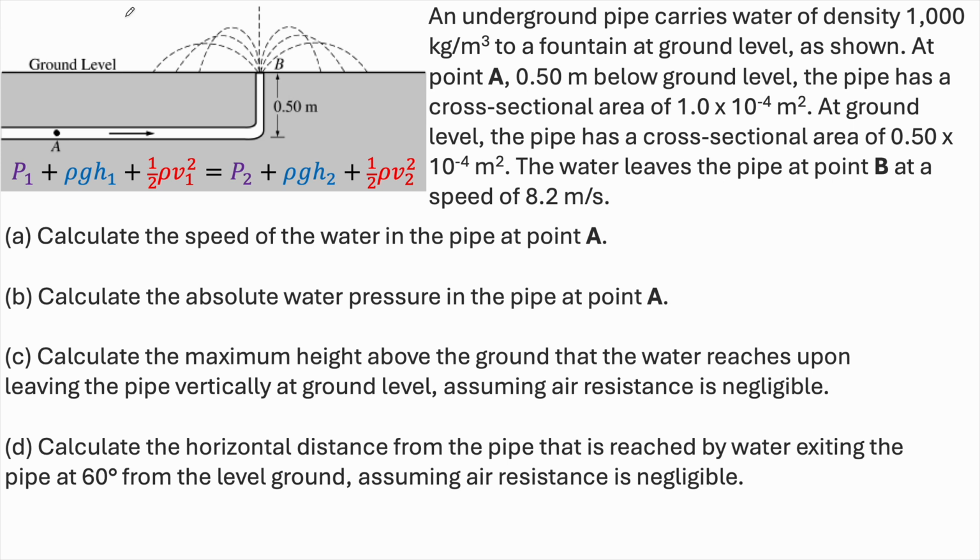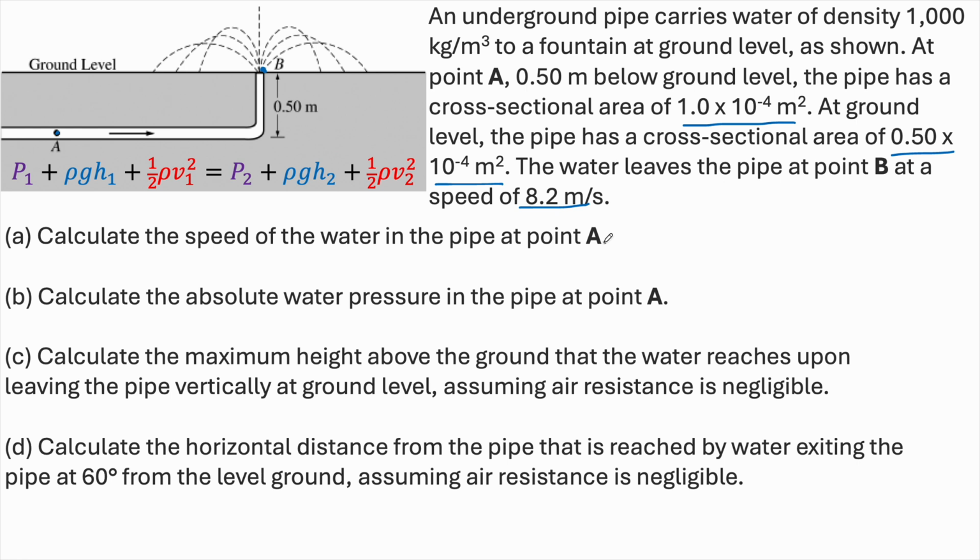So here we have an actual AP free response question that involves Bernoulli's equation. You've got an underground pipe that's down here. It has a point A in it right over here, and the cross-sectional area is this at that point. And then it goes up to the ground where it narrows. It's half the area here. And then we're given the velocity of the water at point B as well. Calculate the speed of the water at point A.